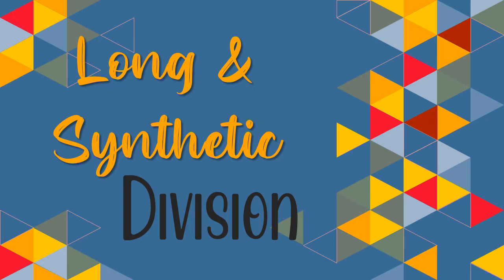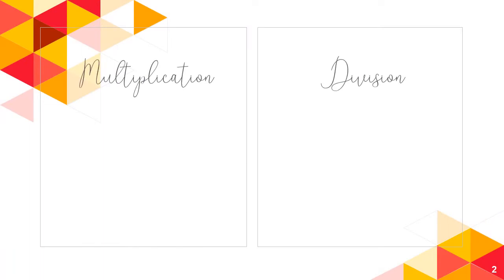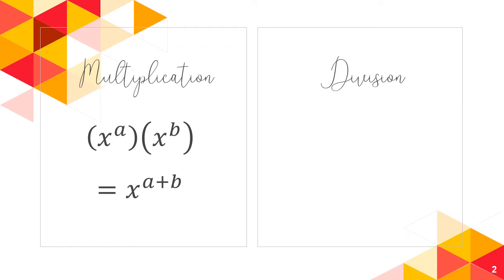The two methods in dividing polynomial functions. We have long and synthetic divisions. Let's first recall that in multiplying polynomial functions, we just add the exponents. Again, in multiplying two polynomial functions with the same base, we just add the exponent.